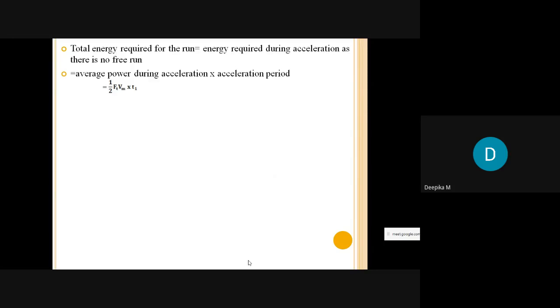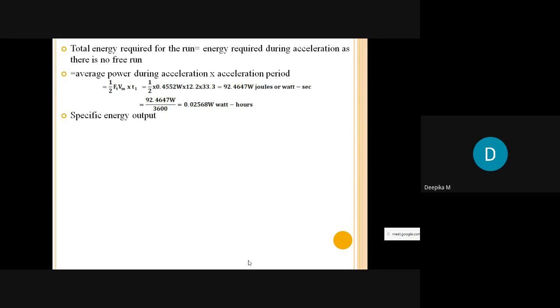So average power is nothing but half into Ft into Vm, that is force into the maximum speed, and the acceleration period is t1. Let us substitute here. So we will get the result in joules, or watt second. Next, to convert it into watt hour, we need to divide by 3600. Hence, it has been converted into watt hour.